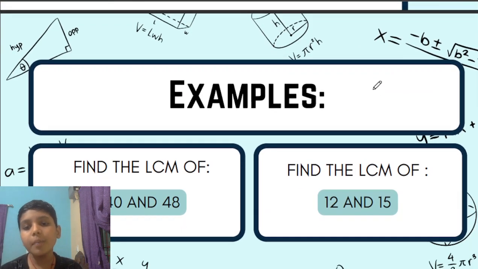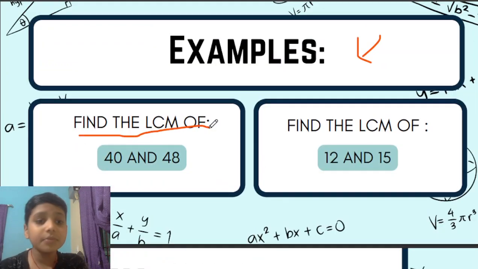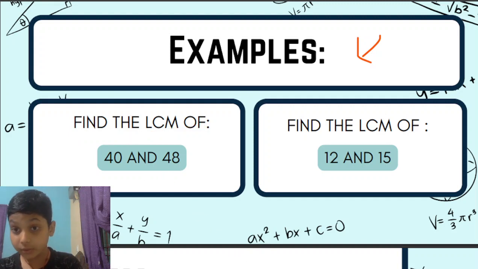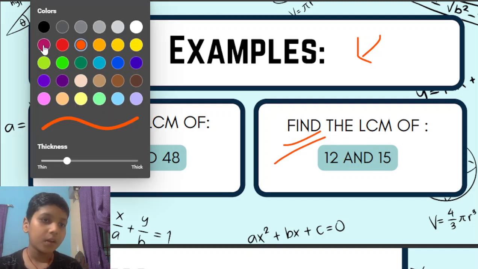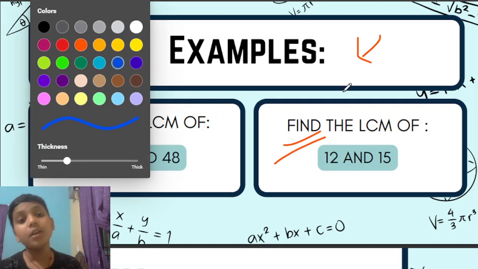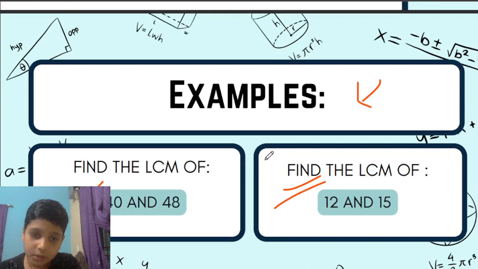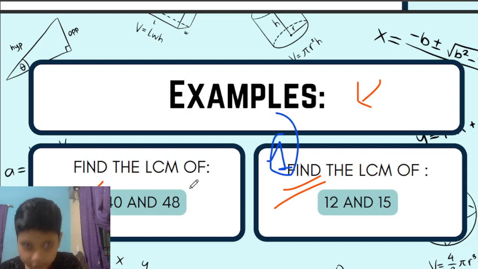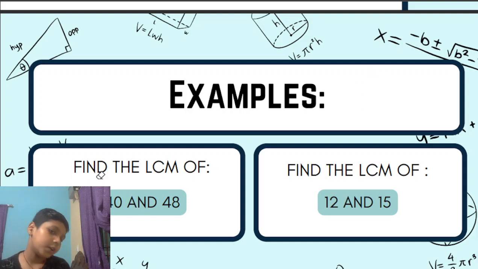Now let's talk about some examples. It is saying let's find the LCM of both the numbers that you can see on your screen right now: 40 and 48, and LCM of 12 and 15. I'm not going to explain this, but I'm going to show you how this is done. See, this is our number 1 question that I have solved. Don't think that I won't be giving you some questions to practice. Don't worry, I'm going to be giving you.